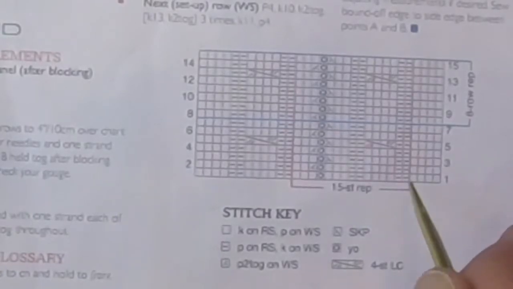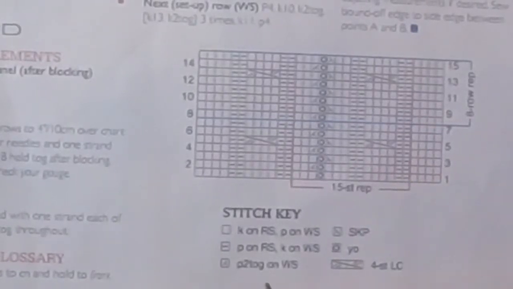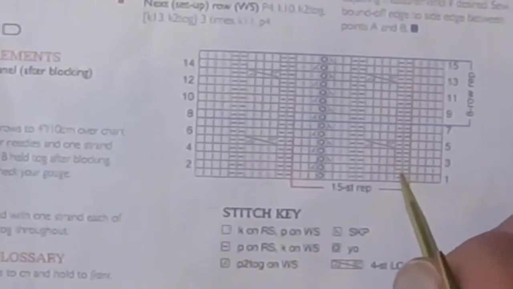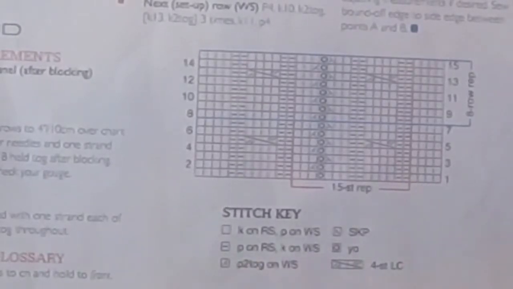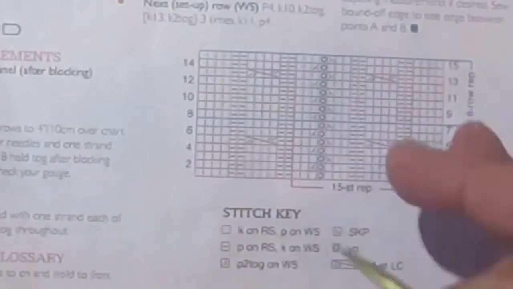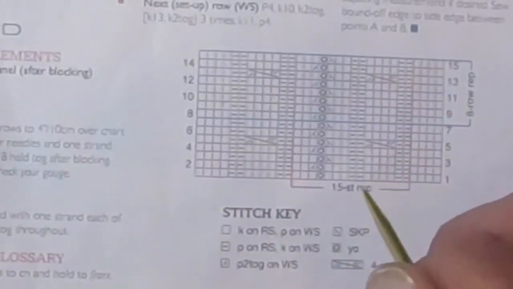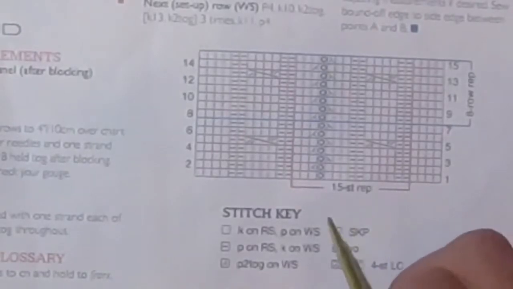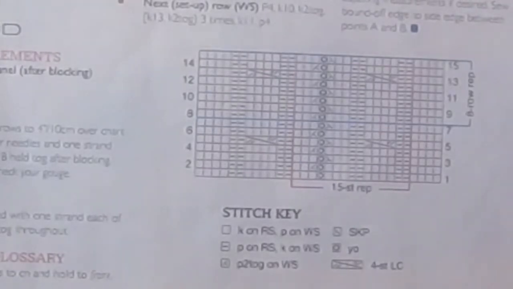And then these little boxes with the minuses in them, same concept. When you're on the right side of your work, which are the odd rows, you purl. And then when you are on your even number rows, the wrong side of the work, you knit any box that has a minus symbol in it. And I will be demonstrating all these stitches, working from the knitting chart, for you.